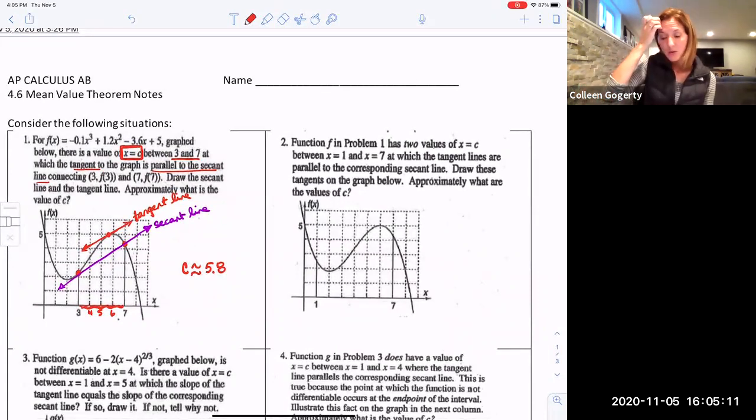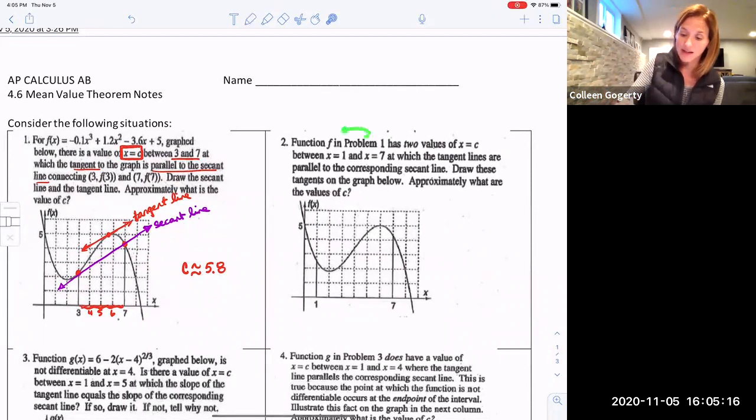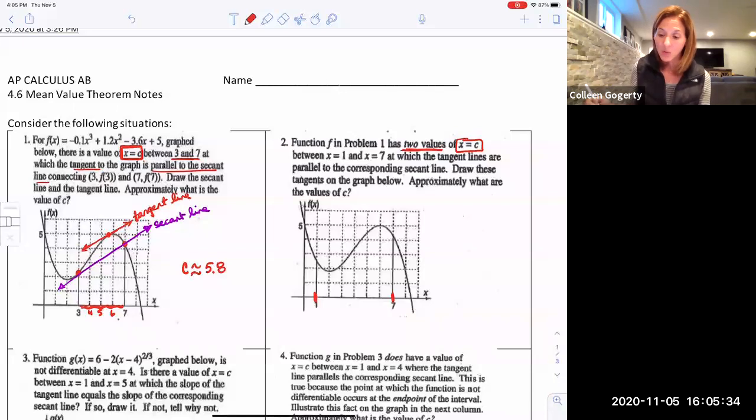Okay. So in number 2, function f in problem 1. Once again, please realize that we are referring back to this function. We still have the exact same graph. But now we're going to say there are 2 values, x equals c, between 1 and 7. So look at that. They just changed our interval from 1 to 7, at which the tangent lines are parallel to the corresponding secant line. Okay, so let's just draw that first.